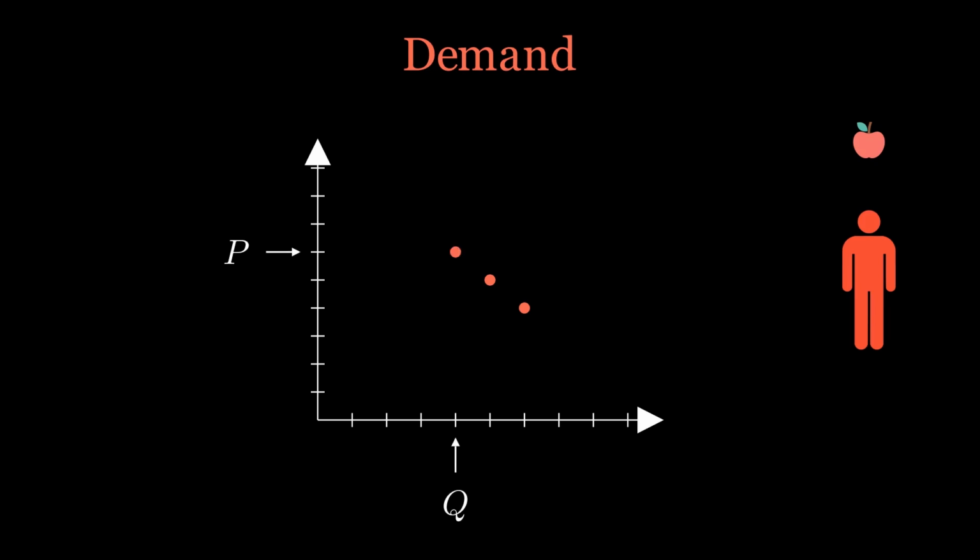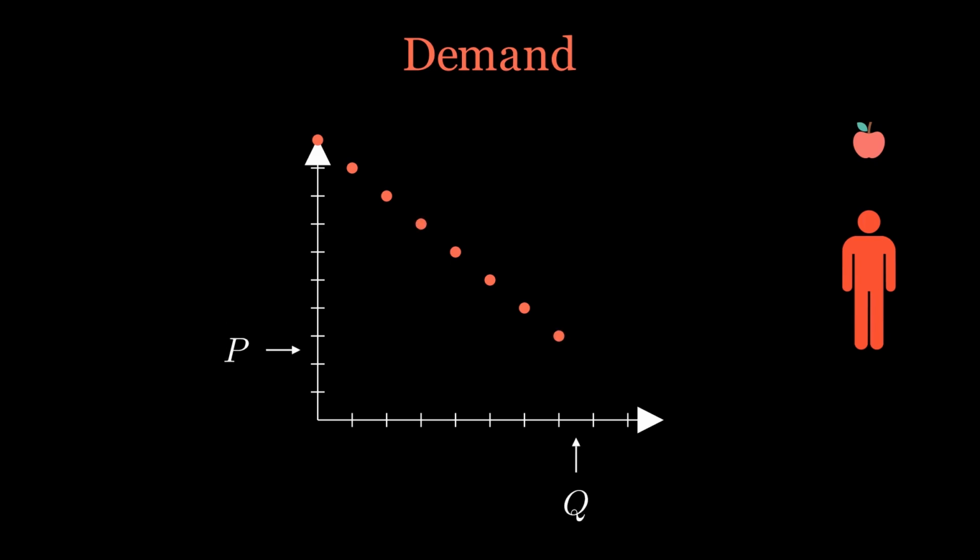Now we can see the trend called the law of demand, which states that there is an inverse relationship between price and quantity demanded. In other words, if the price is high, the quantity demanded is low, and if the price is low, the quantity demanded is high.